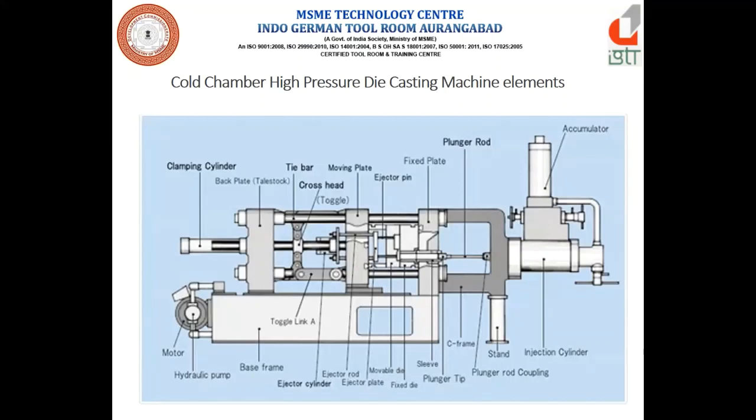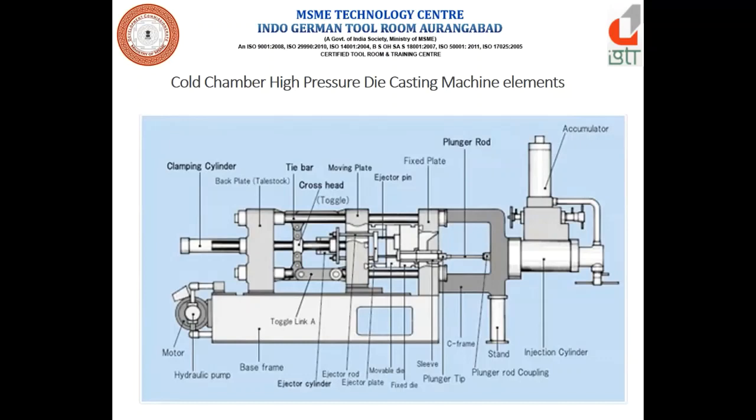This is a rectangle box type structure, but the shape may vary. It depends upon the machine size and the supplier design. So the base structure size may vary for different tonnage requirements. Next are the platens. So we have three types of platens. First is fixed platen, next moving platen, and adjustable platen, also called rear platen.